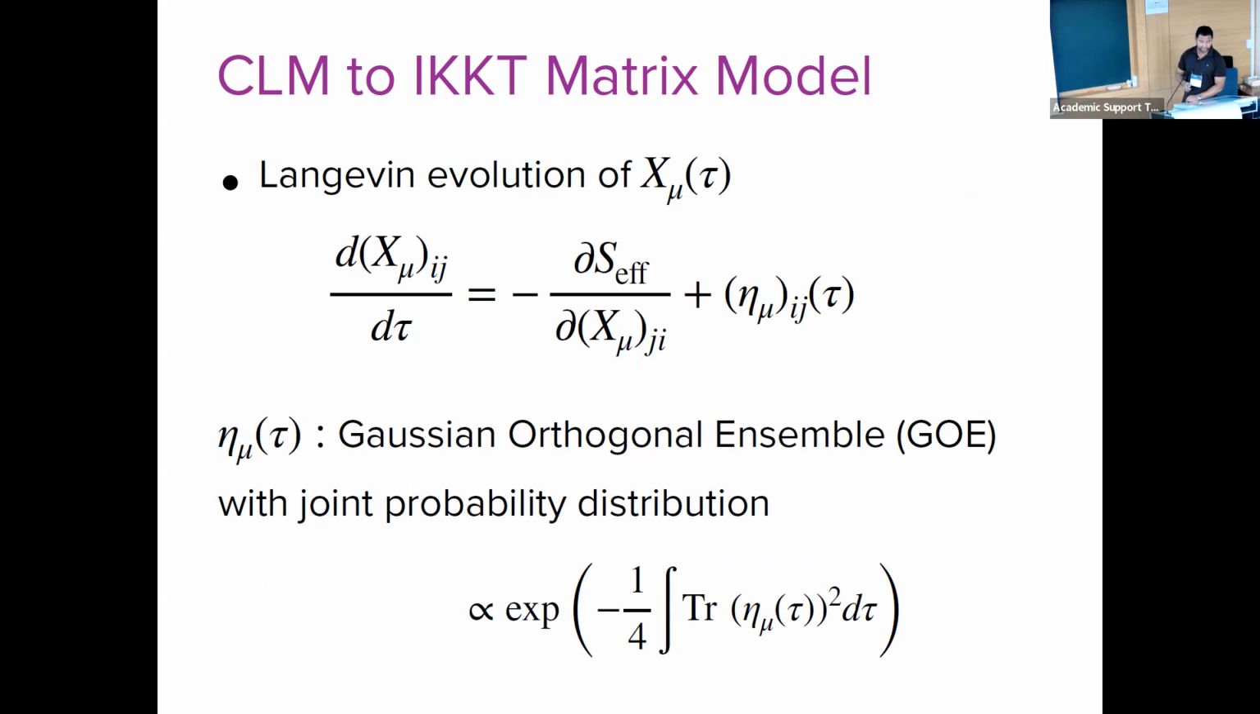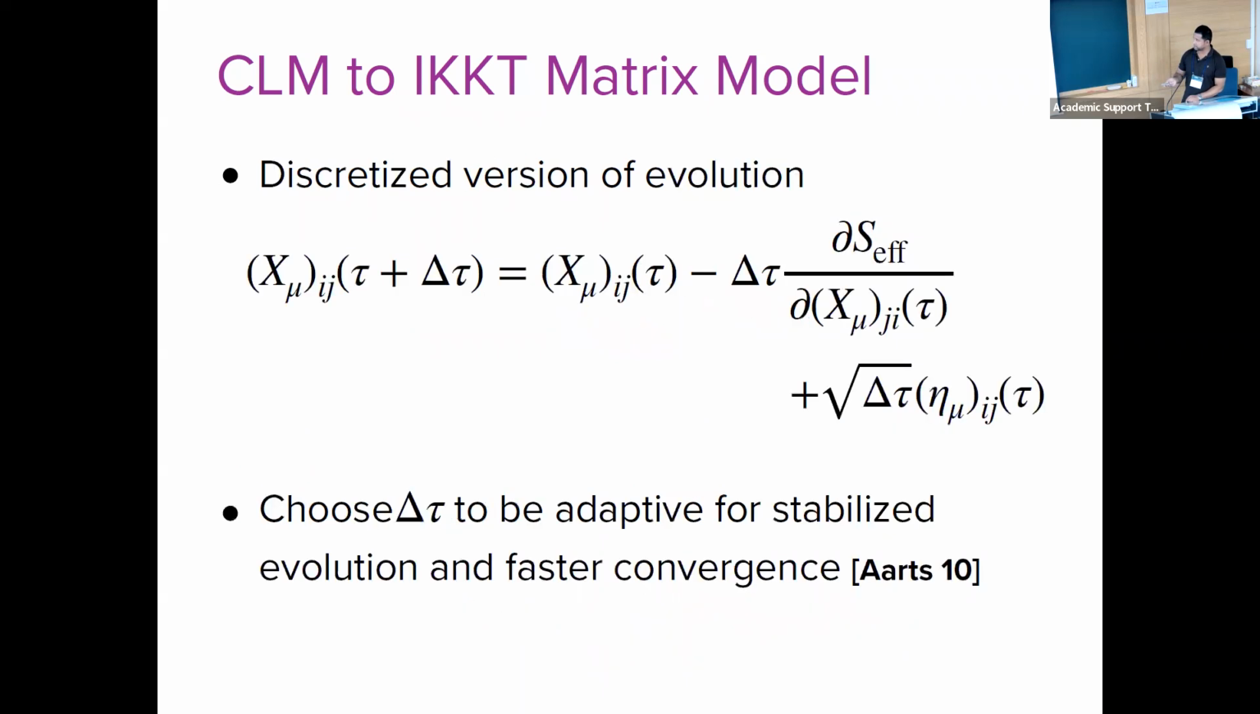Now, what is the Langevin evolution? We need to evolve the bosonic matrices in Langevin time. Langevin evolution is given by this. Here the effective action is complex, so once we evolve, X mu becomes complex. Here eta is a Gaussian noise, drawn from this ensemble with this joint probability distribution. Now let it evolve, and we need X mu of tau for large tau.